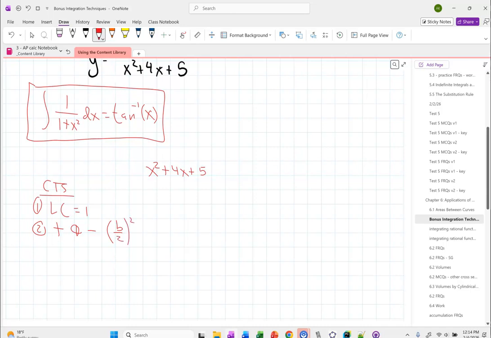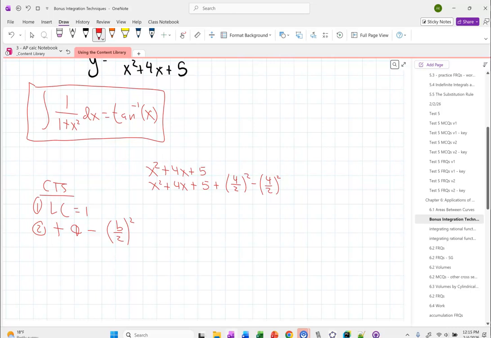We'll add and then subtract b over 2 squared. So here the leading coefficient was already 1. What is the b on this? 4. So I'm just going to go ahead and subtract b over 2 squared.